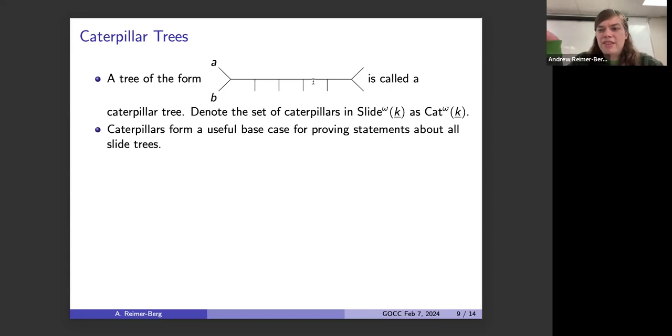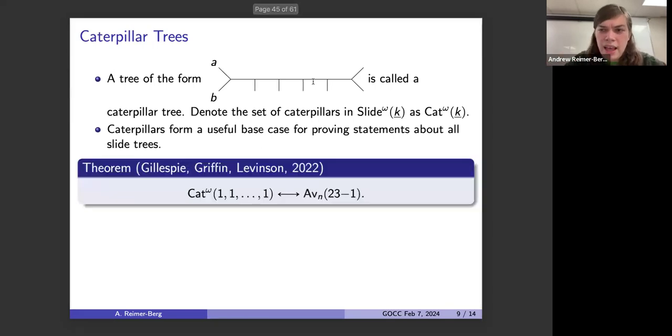This is very useful because it turns out that in a lot of different things we've been working with these slide trees, proving things first about the caterpillar trees and then building up inductively has been very fruitful. In the first case, I promised earlier we'd talk in detail about the case where k is all ones. In that same paper I mentioned earlier, Gillespie, Griffin, Levinson showed that the caterpillar trees where k is all ones composition are in bijection with the permutations that avoid 2-3-1.